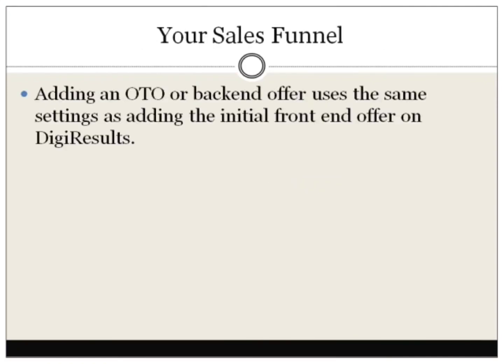I want you to realize that adding a one-time offer or a back-end offer actually uses the same settings. So it's very, very easy to add a one-time offer or back-end offer. And it's actually the same as adding the initial front-end offer on DigiResults. So everything that I'm going to cover, the sales page, the thank you page, and the checklist, is basically the same for the one-time offer and the back-end offer. So you will, of course, need to have an additional sales page and thank you page for each of those other one-time offers and back-end offer products.